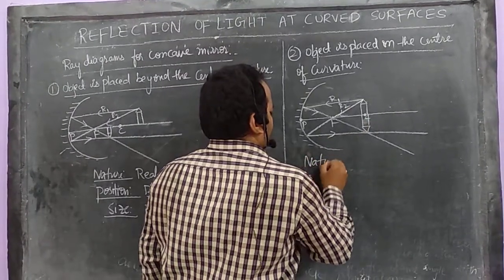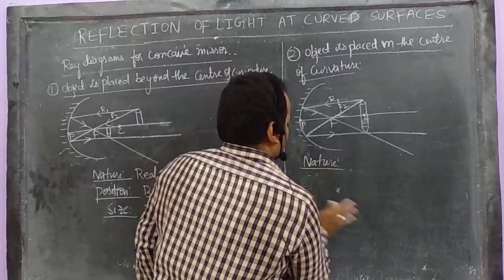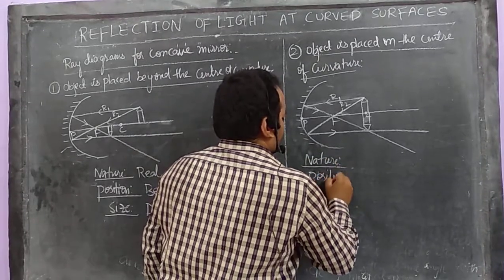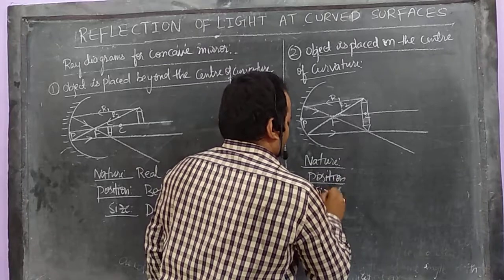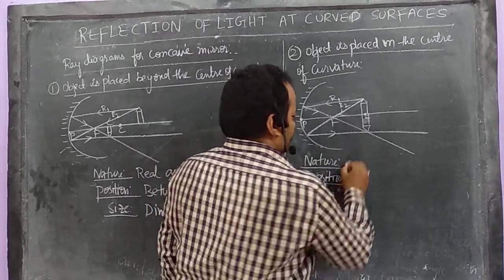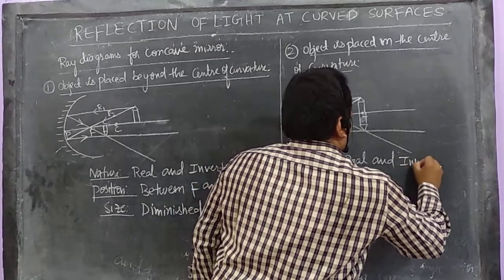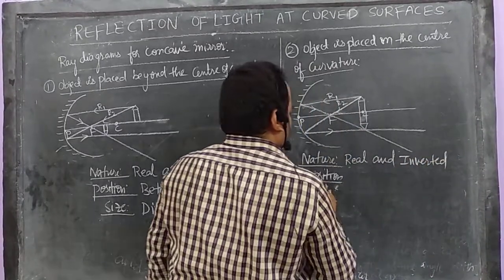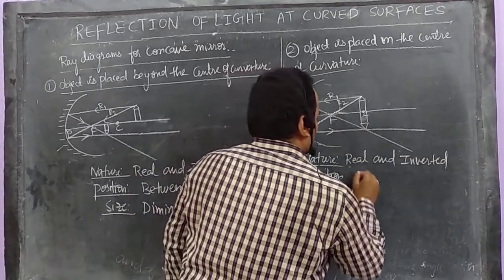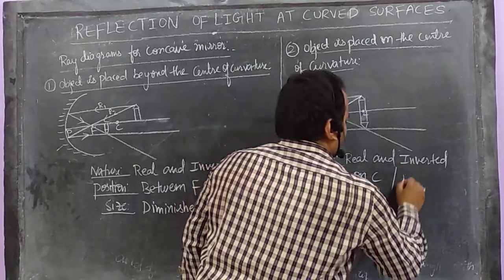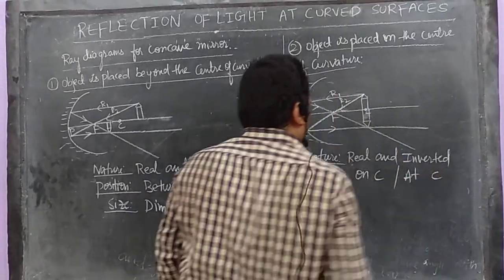Let us write down the nature, position and size. So what is the nature? Once again, it is a concave mirror, and the image is real and inverted. Position: on C, or we can say at C. On C you got the image.